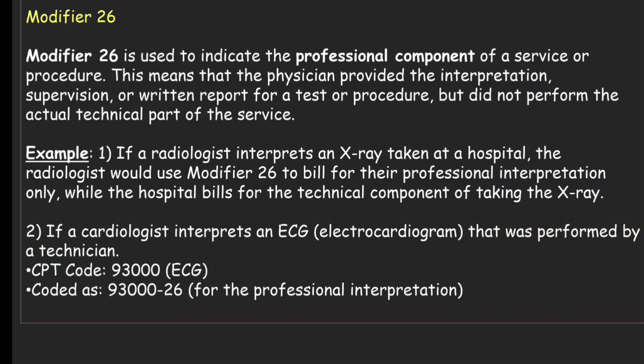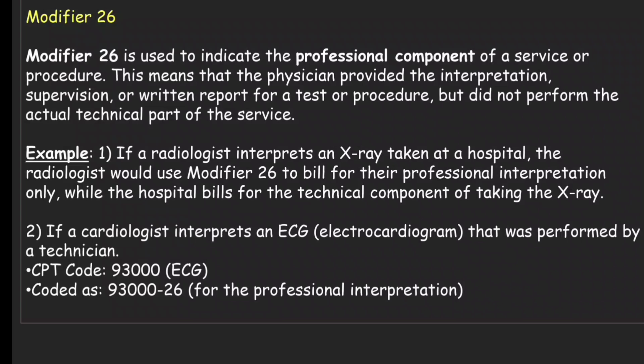Let us see the example. If a radiologist interprets an X-ray taken at a hospital, the radiologist would use Modifier 26 to bill for the professional interpretation only, while the hospital bills for the technical component for taking the X-ray. So in this case, the radiologist is interpreting the X-ray. Therefore, he would use Modifier 26 to bill for the professional component.